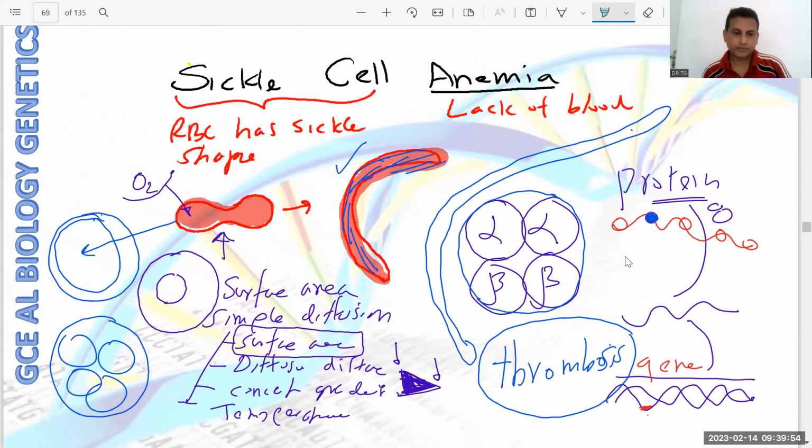The surface area affects simple diffusion. Is it the surface area of the red blood cell or the villi cell sort of thing? The surface area of the red blood cell, or the villi, no, the alveolar sacs. Alveoli. Yeah.